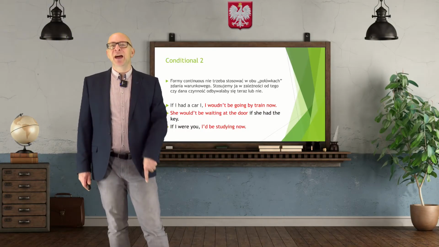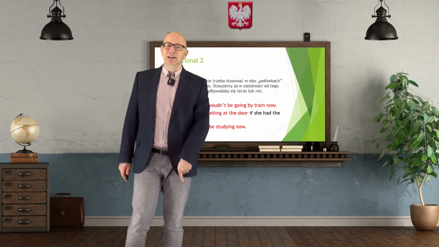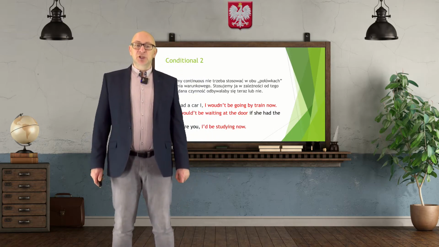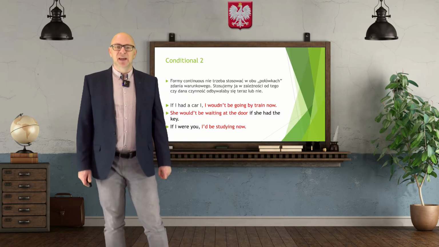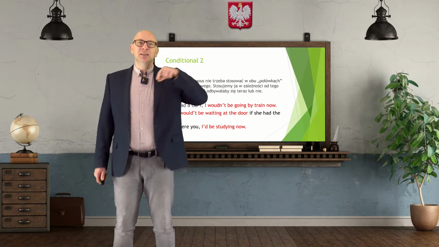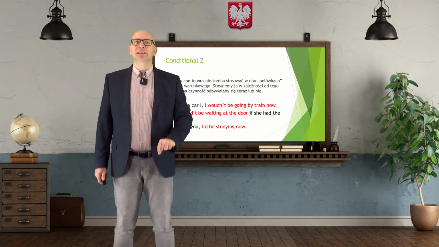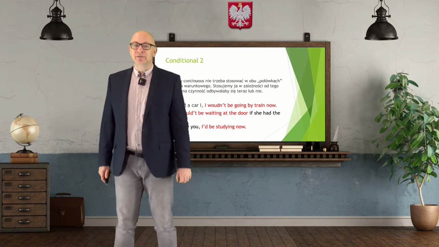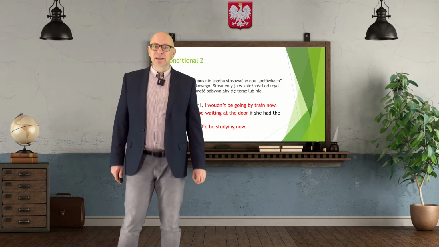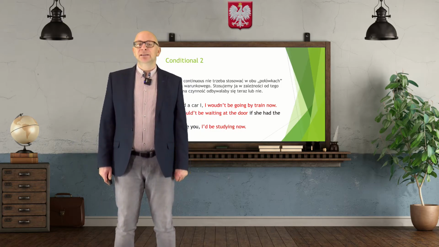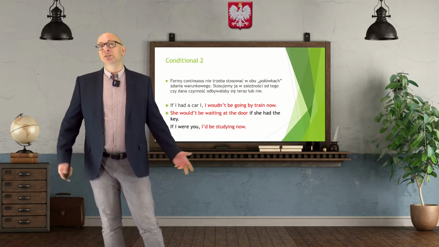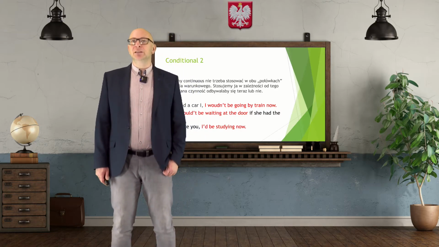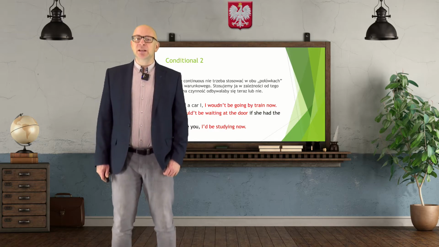This is the situation now. We are talking about what would be happening right now. That's why you have the continuous form used. Second sentence: she wouldn't be waiting at the door if she had the key, which means that she is waiting at the door right now. This is a continuous situation happening right now. That's why we have the continuous form, she wouldn't be waiting. In the second part, if she had the key, that means that she doesn't have the key in general, and that's why she's waiting. Because we are talking about the general situation of not having the key, we don't use the continuous form.